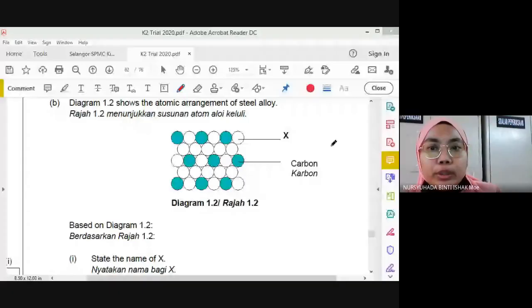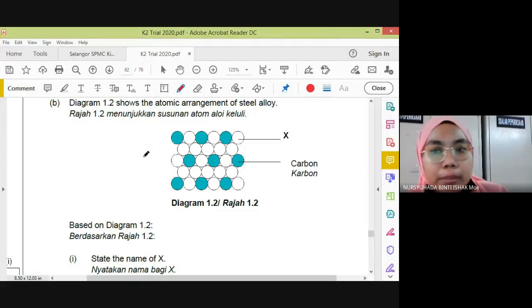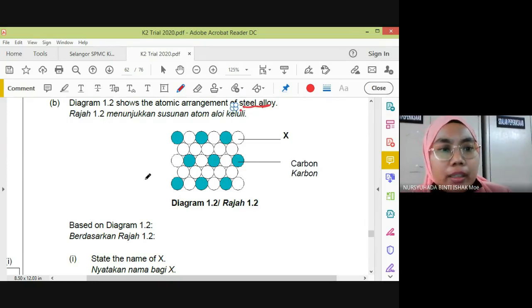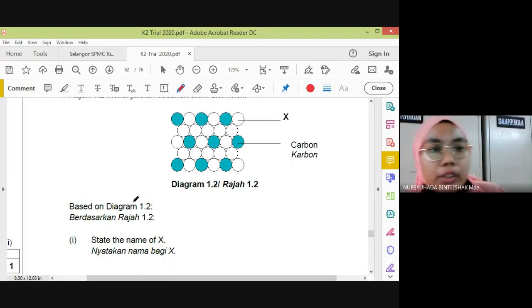Okay, diagram 1.2 shows the atomic arrangement of steel alloy. Based on diagram 1.2, state the name of X.